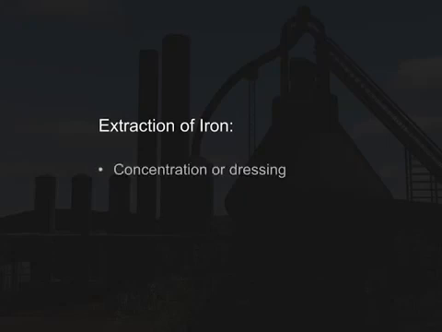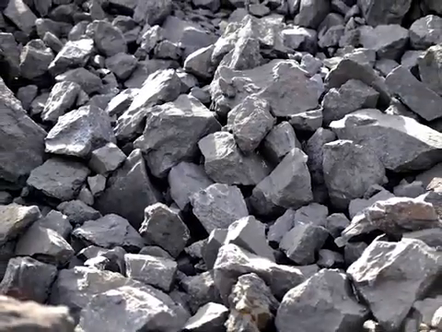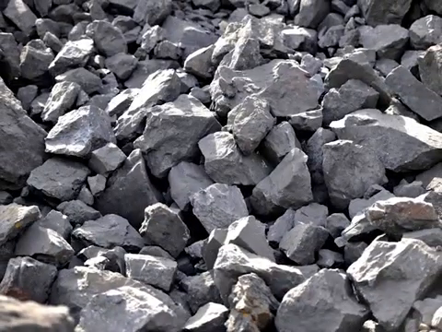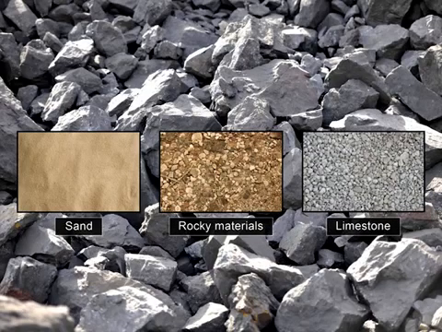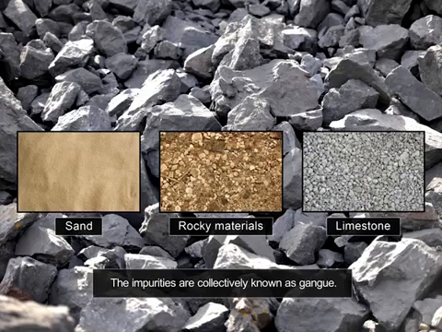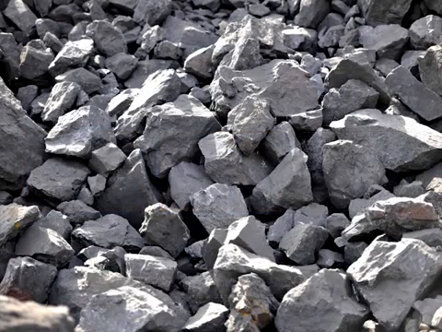Before the ore can go into the furnace, it has to undergo certain preliminary treatment like concentration or dressing and roasting or calcination. Iron ore mined from the Earth's crust contains impurities such as sand, rocky materials, limestone, etc. The impurities are collectively known as gangue. The gangue must be removed before the metal can be extracted.